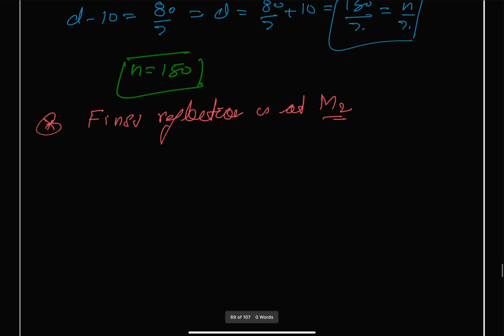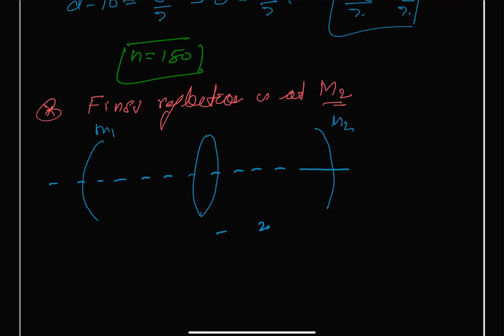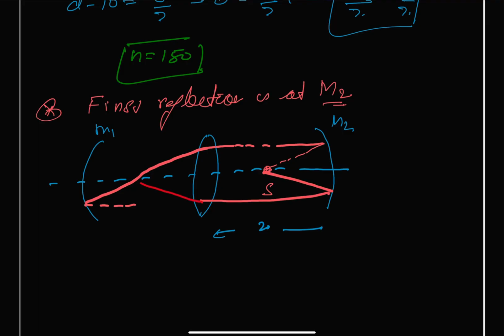So therefore, let me redraw the figure. So first refraction is at M2. So this is our M1, M2, and we have a lens whose distance is given as 20, and this is our source, and the first refraction is at M2. So it will be moving somewhere like this, and similarly to the other side also. So this will be our approximate figure.